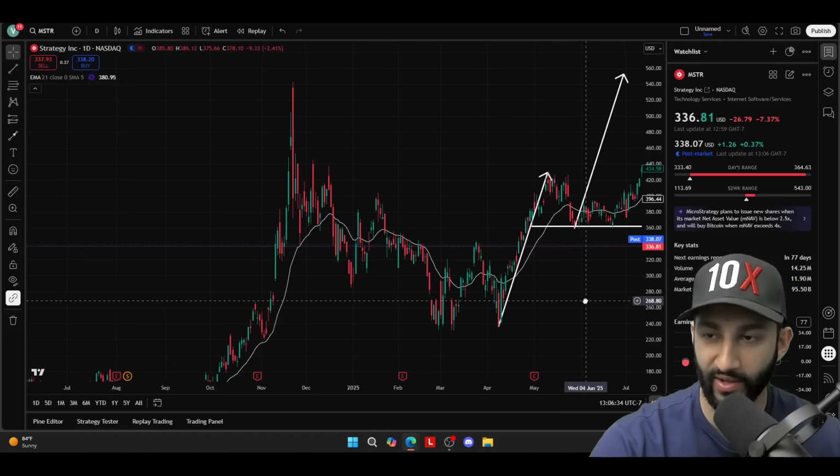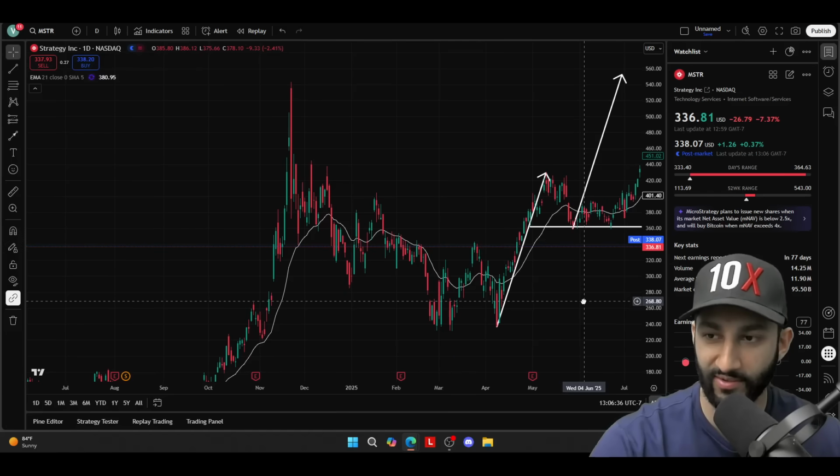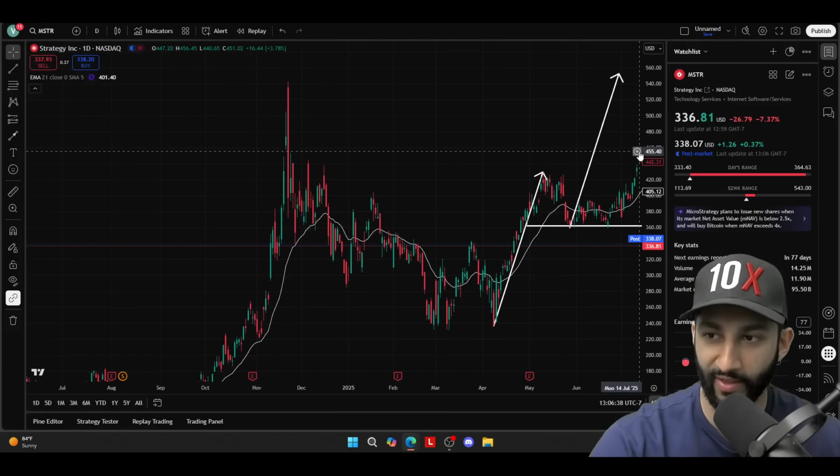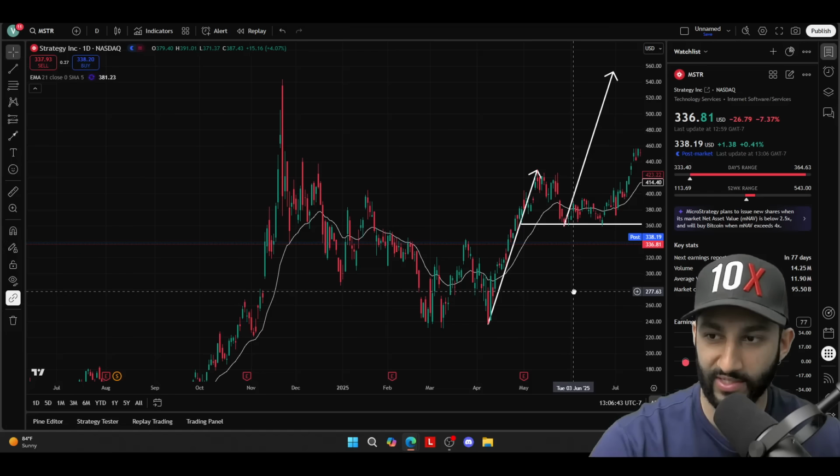You can see that it was on its way. So we're basically backtesting this. And then boom, hit like the 455, 460 area, started struggling, and then it started selling off.